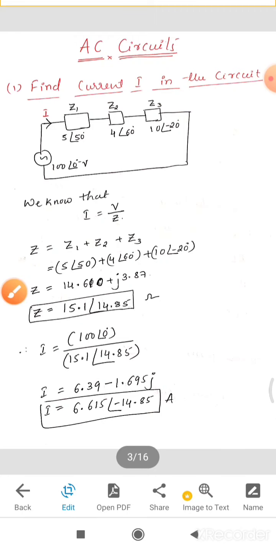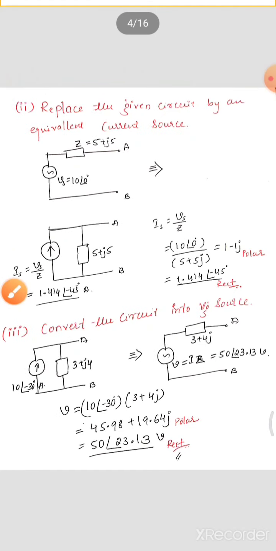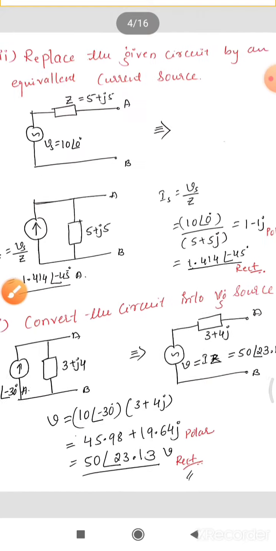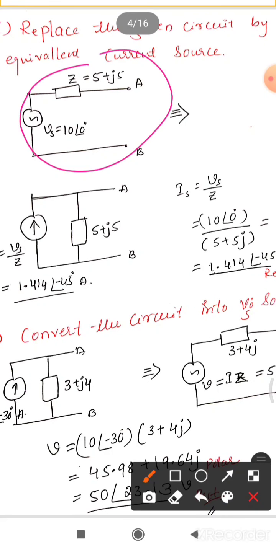Okay, so next we'll take another example. What I said is we have to apply all the techniques we can for AC circuits. Now we have applied Ohm's law. Let's see the source transformation, from voltage source to current source and current source to voltage source. They have said that the entire circuit can be represented by a current source. They have asked us to find the equivalent current source for the given circuit.